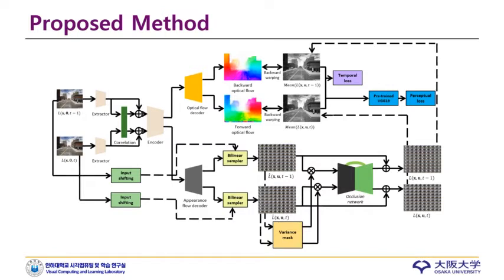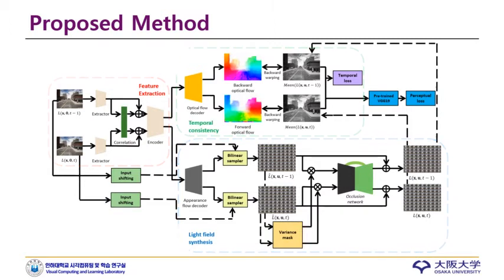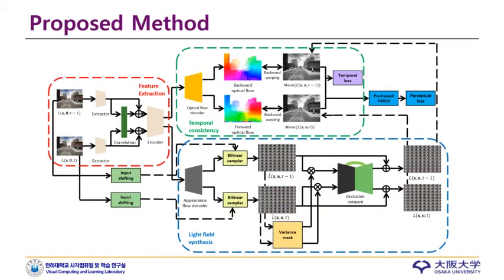The proposed light field video synthesis framework consists of three sub-networks, namely feature extraction, 5D light field synthesis, and temporal consistency refinement. The appearance flow decoder estimates appearance flow using an encoded feature from the feature encoder to synthesize novel angular views. The occlusion network uses the variance mask from the initial light field video frame to refine the output. Meanwhile, the optical flow decoder estimates optical flow to give temporal consistency to the synthesized light field video.